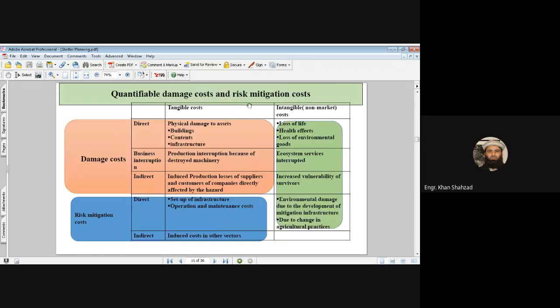Quantifiable damage cost and risk mitigation cost. So how can we calculate the damage cost and the risk mitigation cost? We have some direct and some indirect effects. We have tangible costs and we have intangible or non-market based costs.